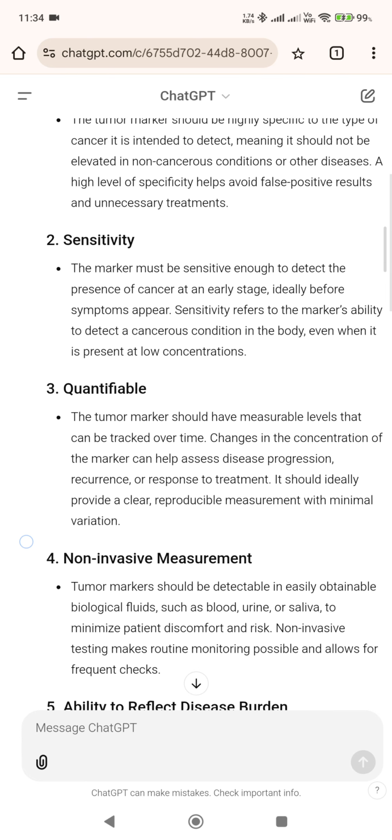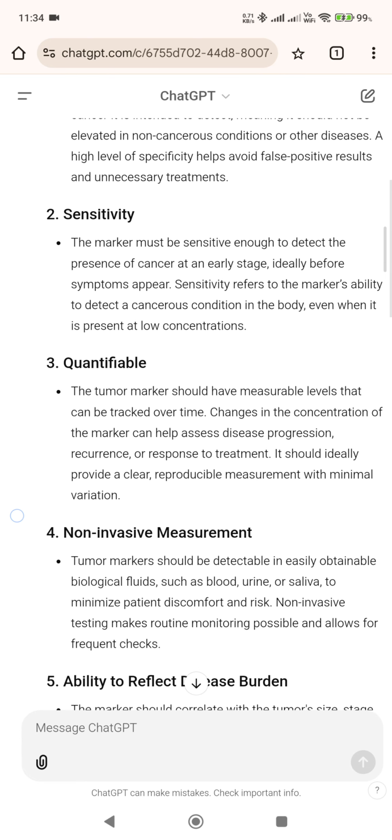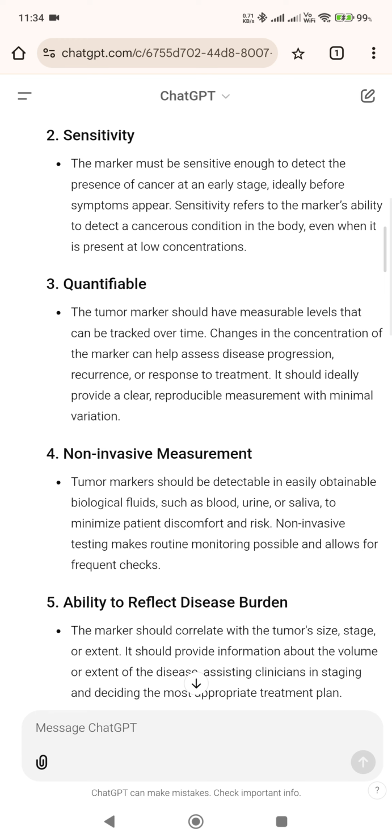2. Sensitivity. The marker must be sensitive enough to detect the presence of cancer at an early stage, ideally before symptoms appear. Sensitivity refers to the marker's ability to detect a cancerous condition in the body, even when it is present at low concentrations.